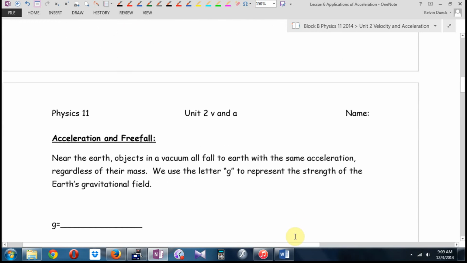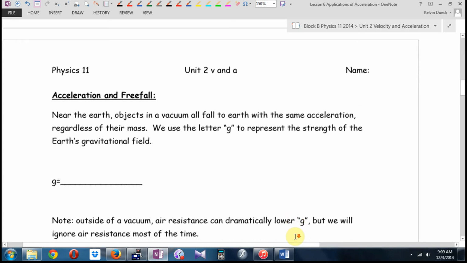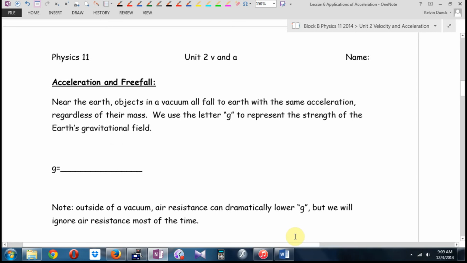Free fall. Acceleration and free fall. Near the Earth, objects in a vacuum all fall to the Earth with the same acceleration, regardless of their mass.